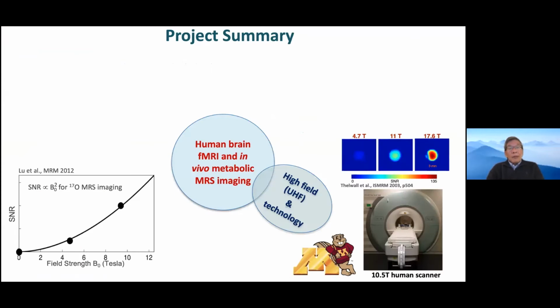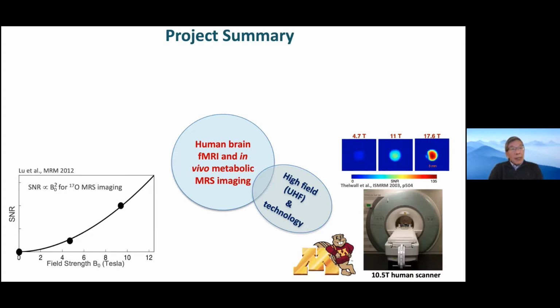The major aim of this project is to improve human brain function imaging and in vivo metabolic MR spectroscopy imaging applications at ultra-high field. As shown on the right side, when moving to high field, like 10.5T, imaging sensitivity is much improved. As shown on the left panel, it has a square power dependence.